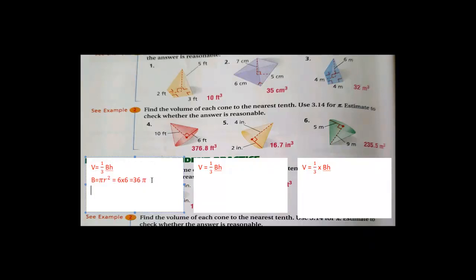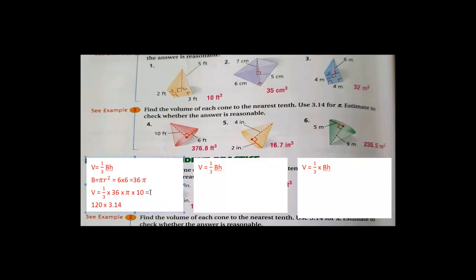Okay, and the volume will be 1 over 3 multiplied by the area of the base, which is 36 pi. I will add the pi now. Multiplied by the height, which is 10 feet, so this will equal 36 divided by 3, which is 12. 12 multiplied by 10 is 120. 120 multiplied by 3.14. That's why I told you let's keep the pi to the end.